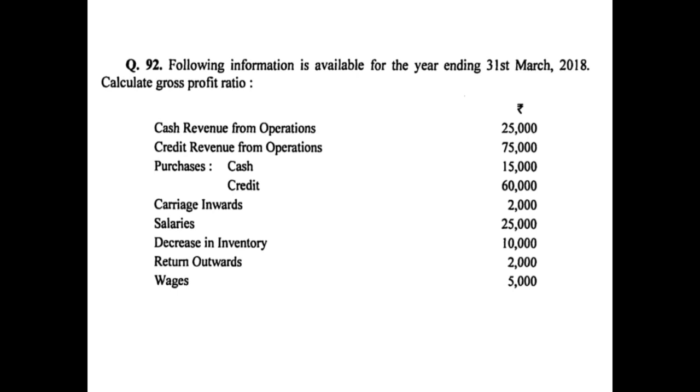Return outwards is purchase return. This will be deducted from total purchases of 75,000. So that means net purchase will be 73,000. And wages 5,000 is a direct expense, so it will also be added while calculating the cost of RFO so as to calculate the gross profit. So let us proceed with the solution.